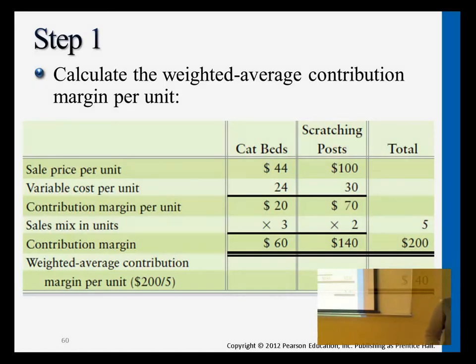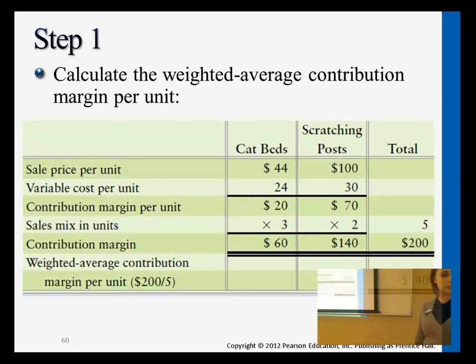So let's do step 1. What do we know here? We have this company, Cool Cat, they call it. It's producing cat baths and scratching posts. So we have 2 products. All right? What we also know is that total fixed cost is $40,000 for this company.